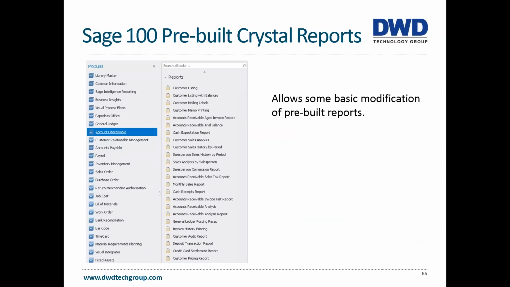We have pre-built Crystal Reports. I think all of us are familiar with that. I can go into a module, go into reports, and see a list of pre-built reports. I always make note, sometimes these can be modified some. If it's missing a piece of data, it may be possible that we can add that data to it. It really depends on the report and how Sage generates the data for the report.